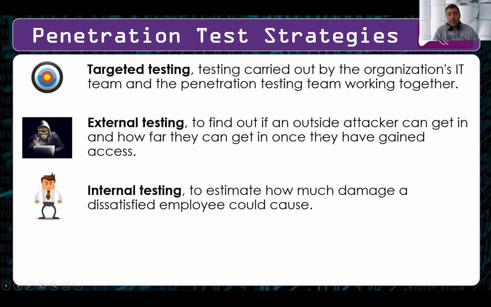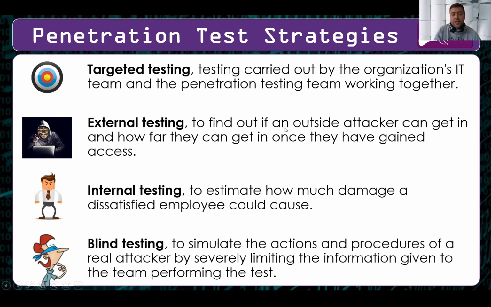You've then got internal testing to find out how much a dissatisfied employee could do in terms of damage. So if you think back to Bradley or Chelsea Manning, they could potentially see how much damage someone could do if they were upset. So if I got upset with work, what damage could I do to the computer system before they had a chance to fire me? Blind testing. This is where you don't give a lot of information to the people that are trying to hack into the system to test it, to sort of make it seem a bit more realistic. So you severely limit the information given to the team performing the tests.